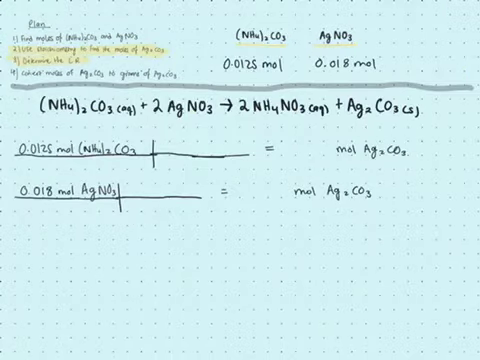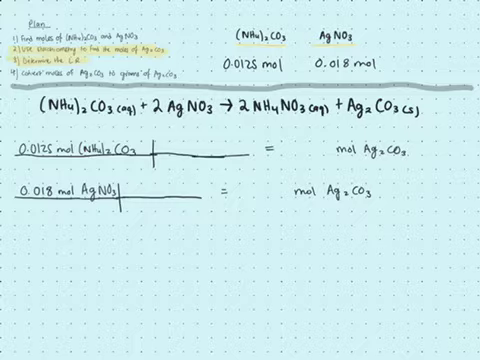Now that we have the moles of ammonium carbonate and the moles of silver nitrate, we can find the moles of silver carbonate. To do this, we use the stoichiometry, which is given to us by the chemical equation, and that helps us set up a molar ratio. So the chemical equation is telling us that 1 mole of ammonium carbonate makes 1 mole of silver carbonate, and that 2 moles of silver nitrate are needed to make 1 mole of silver carbonate.